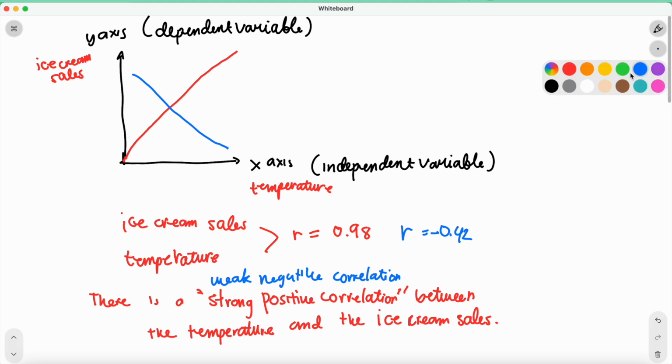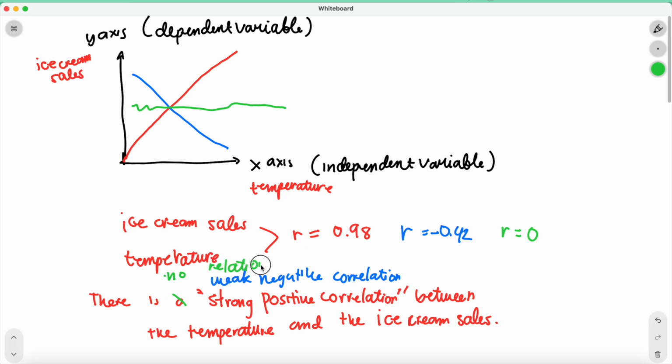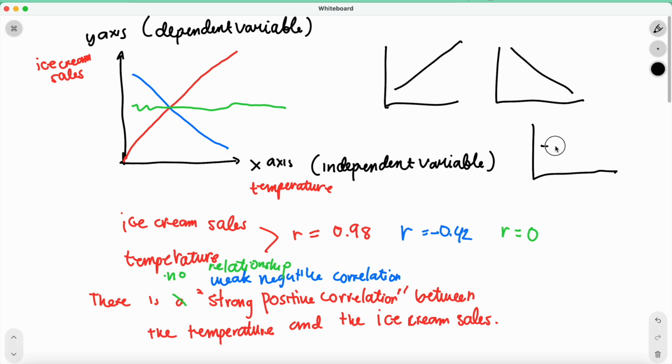What if our r is equal to 0? So the graph looks like this, straight. There's no trend. It means that there is no relationship between the temperature and the ice cream sales. Okay? So you remember that if it's a positive relationship, the graph looks like this. If it's negative, the graph looks like this. And if there's no relationship, it just looks like this, or it can look like this. It is not diagonal. Okay? So let's continue.